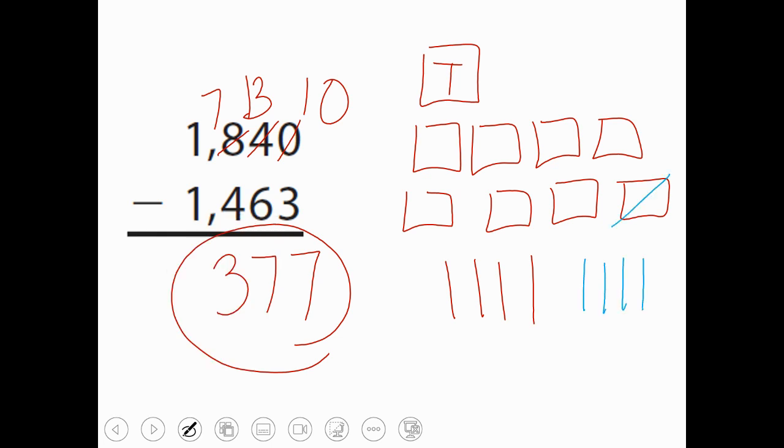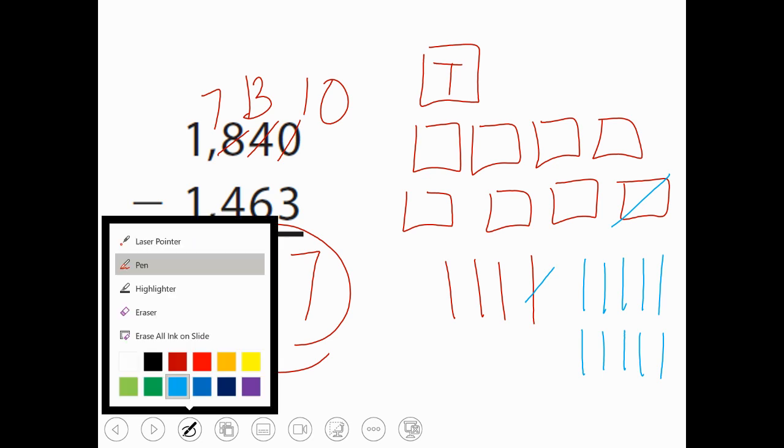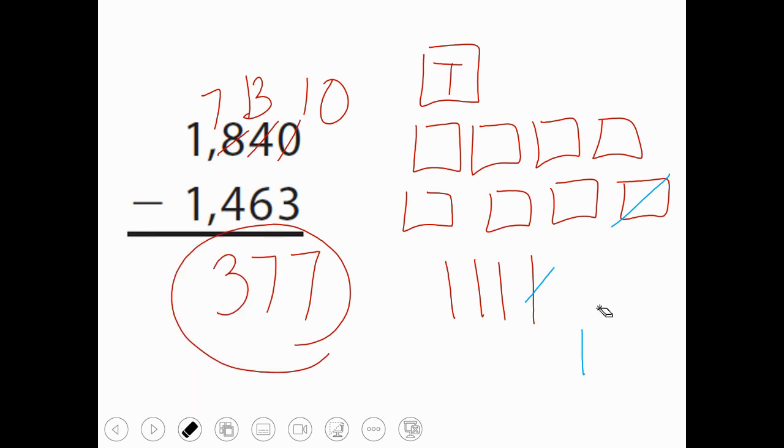1, 2, 3, 4, 5, 6, 7, 8, 9, 10. And now I'm going to cross off. I can cross off. I messed up there. I'm sorry. Instead of crossing off hundreds, we should have crossed off a 10. So let me erase that. See, sometimes we make mistakes. All right, let's try that again.